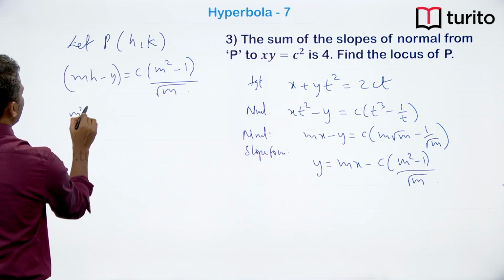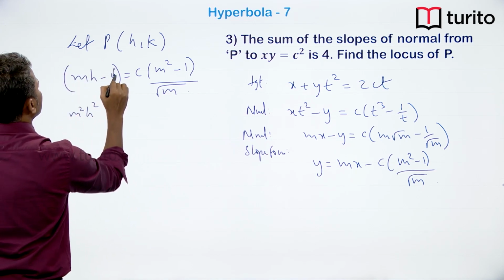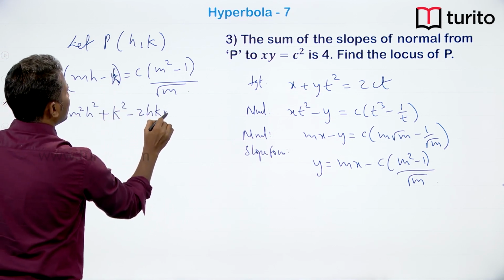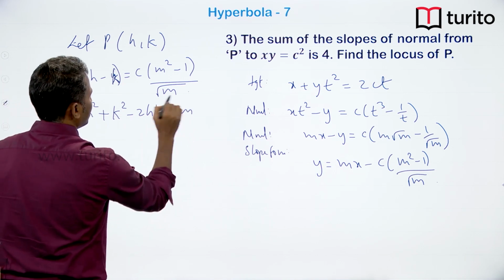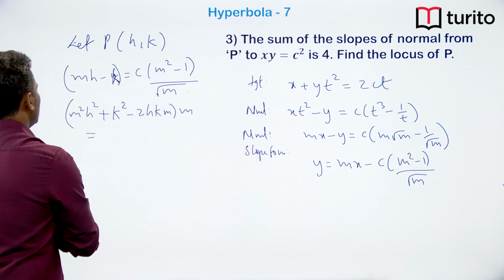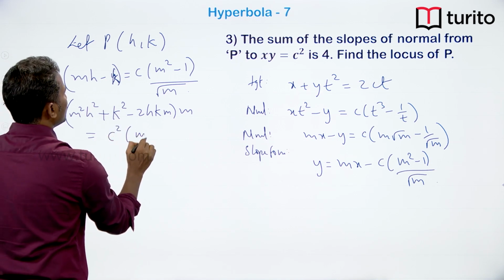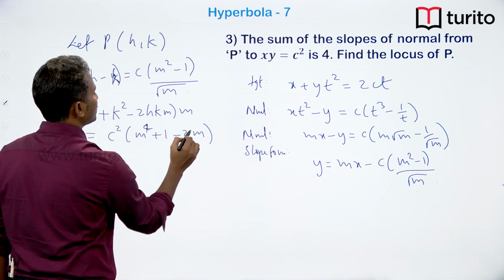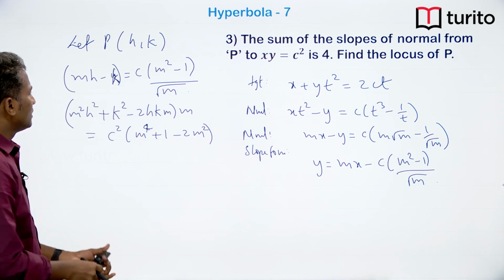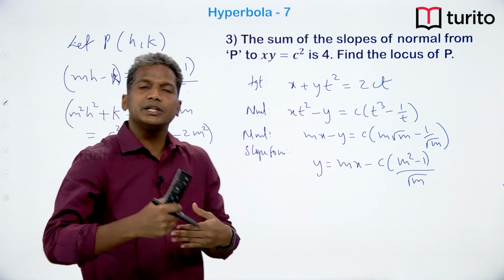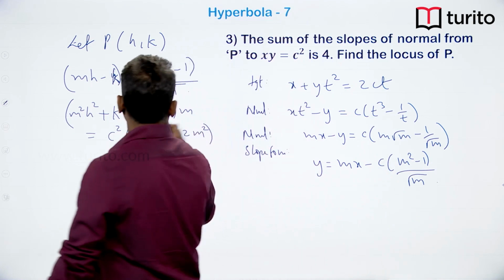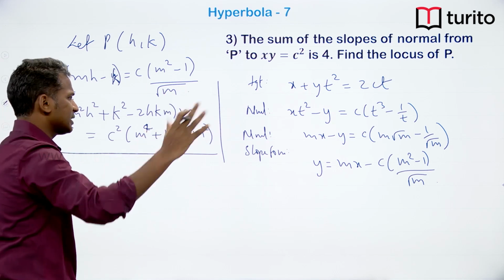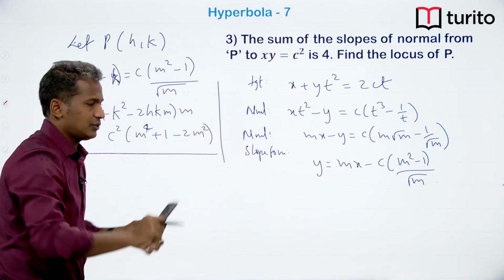So, what do I get? M square h square plus k square minus 2hkm into m is equal to, what do I get in RHS? C square into m power 4 plus 1 minus 2m square. Now, I will collect all terms and convert this into a polynomial. So, what is our next step? To convert this into a polynomial equation. So, I will take everything to RHS, because RHS has the m power 4 term.